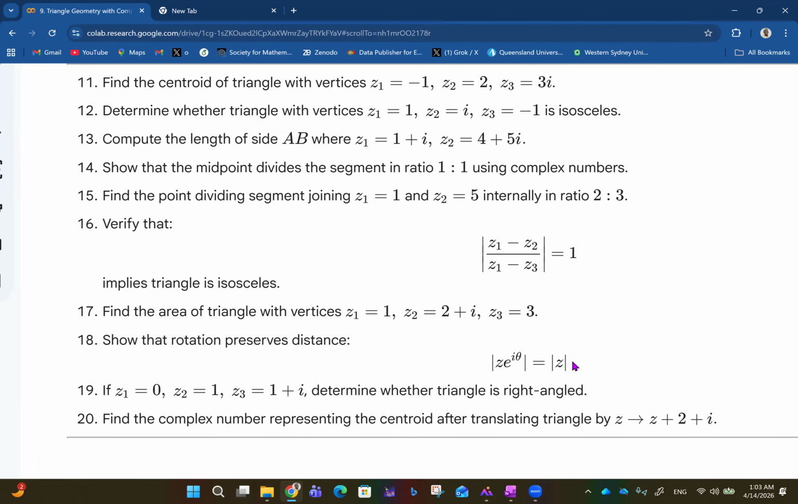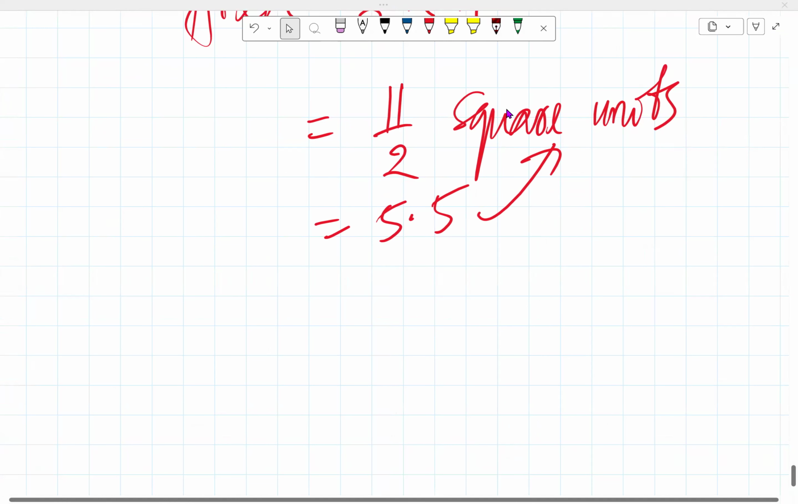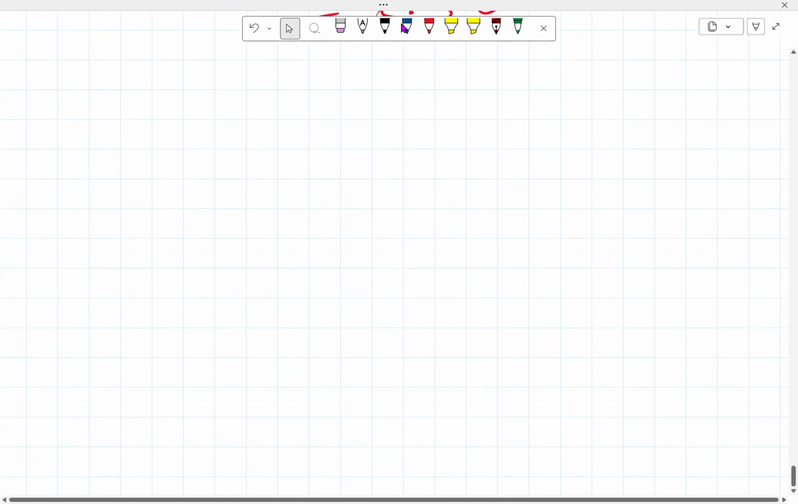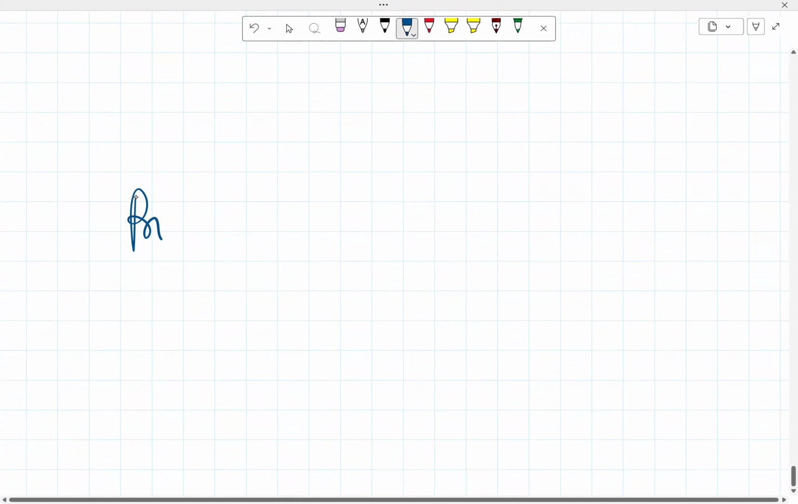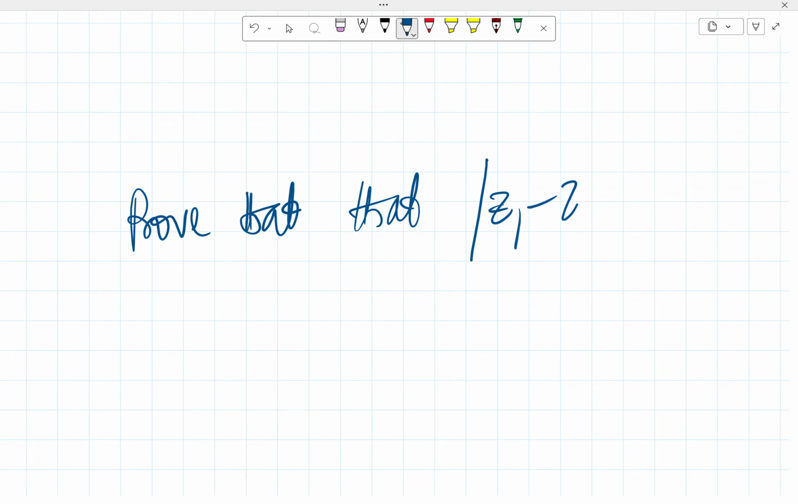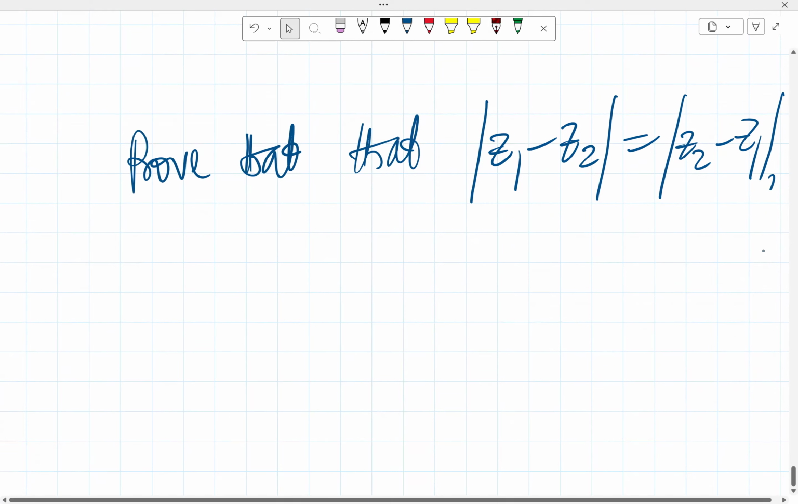So let me take them one after the other. Let me start with the simplest one. Since we've just done area here, I think it's okay. So first, I should have done this in the last video. We want to prove that the absolute value of Z1 minus Z2 is equal to the absolute value of Z2 minus Z1. Of course, the proof is easy.